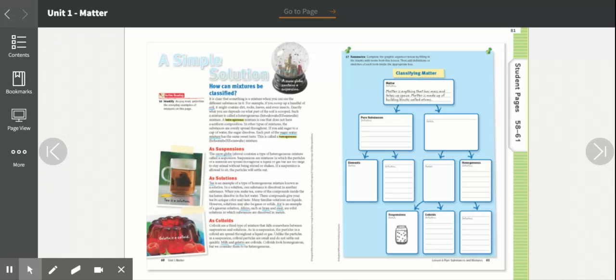As colloids. Colloids are a third type of mixture that falls somewhere between suspensions and solutions. As in a suspension, the particles in a colloid are spread throughout a liquid or a gas. Unlike the particles in a suspension, colloid particles are small and do not settle out quickly. Milk and gelatin are colloids. Colloids look homogeneous, but we often consider them to be heterogeneous.